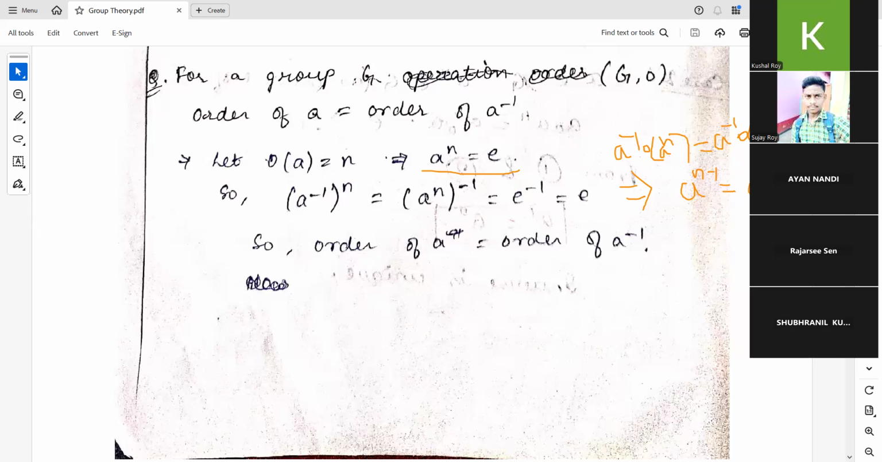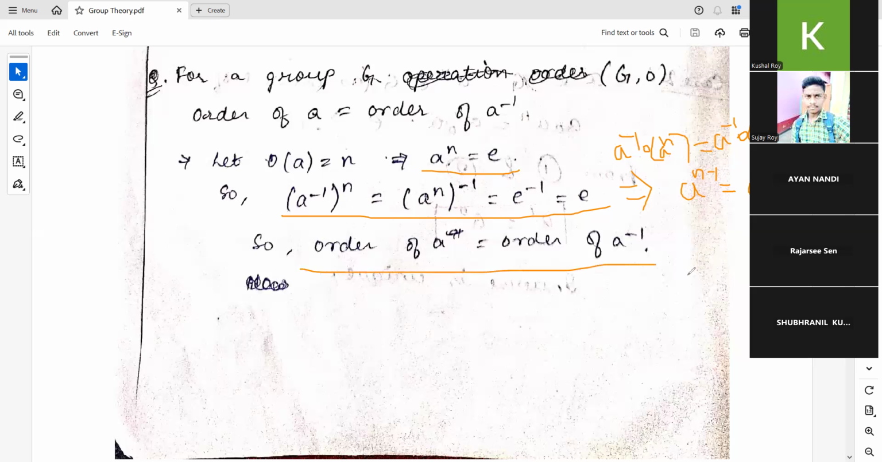Like this, if you compose A inverse n times, what do you get? You get A inverse to the power n on the right hand side and the identity element on the left hand side. So therefore, (A inverse) to the power n, which is A to the power n whole inverse, gives you an identity element. So it is clear that if the order of A is n and n is the least positive integer, then n is also the least positive integer for which A inverse to the power n is the identity element, and therefore the order of A is equal to the order of A inverse.